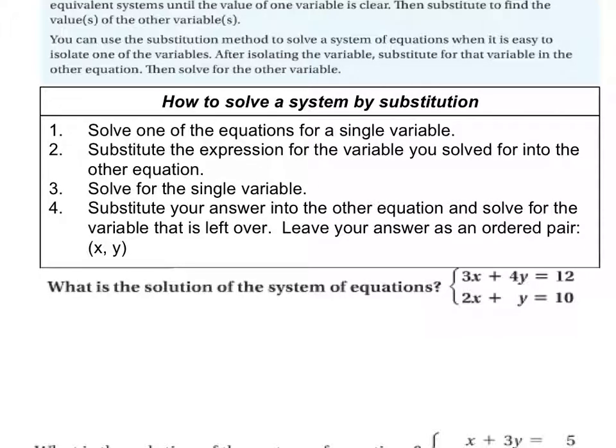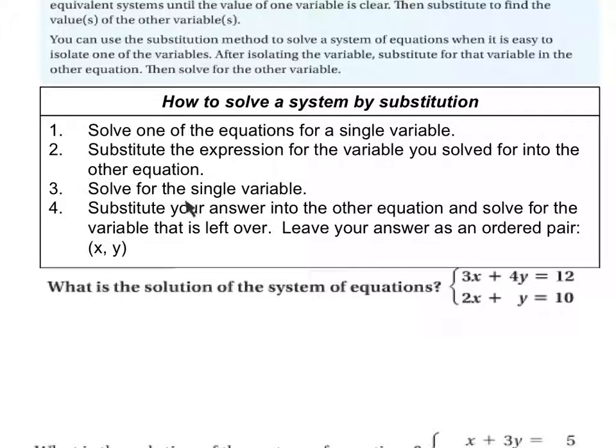So I might say y equals 2x plus 5. Well, I'm going to take that 2x plus 5, and I'm going to put it in for the y in the other equation. Then we're going to solve for the single variable. So whatever single variable we have, when we substitute, one of the variables is going to go away. We're only going to have one left. So you're not going to have an x and a y. You're just going to have a y, or you're just going to have an x.